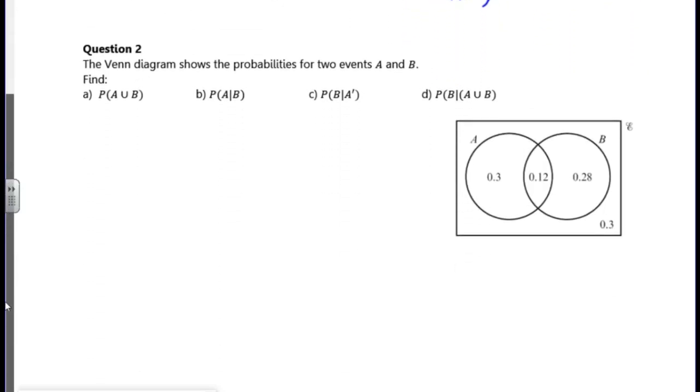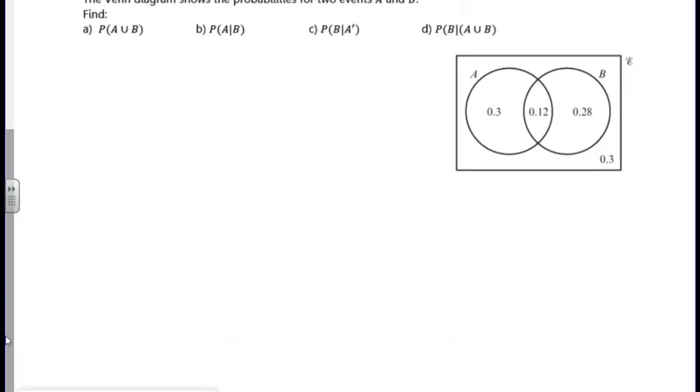Right, let's have a look at this next question. So it says a Venn diagram shows the probability of two events. So A or B will be the 0.3 plus 0.12 plus 0.28. That's 0.78.